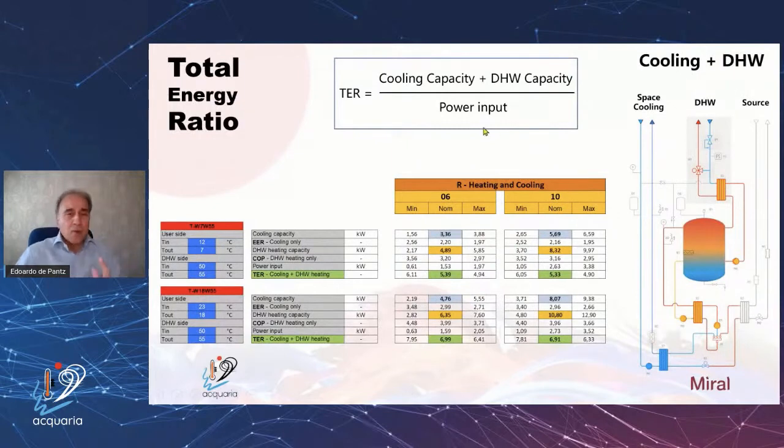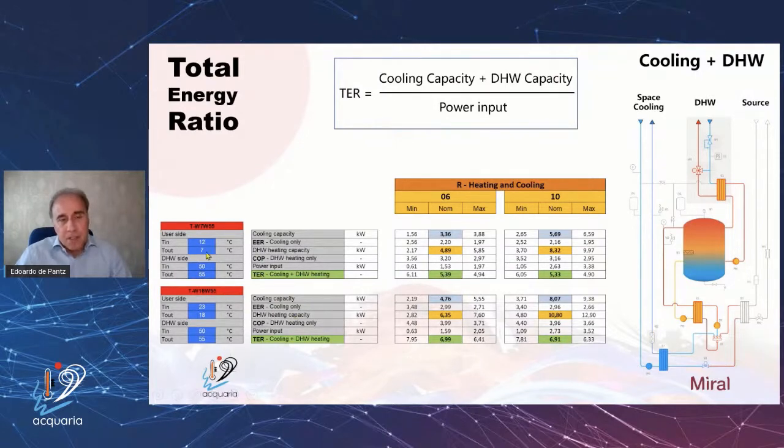So this is a simple formula we created to explain this. We call it total energy ratio. Let's say if we calculate on this situation the cooling capacity plus the domestic hot water capacity in the tank replenishment divided by the power input, and we call this total energy ratio, we can see here two examples.